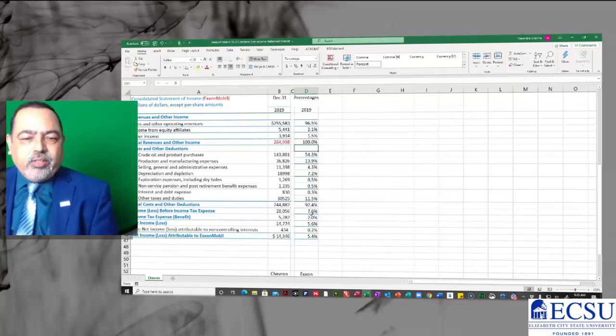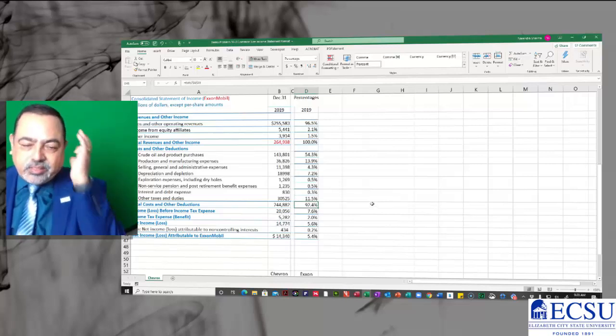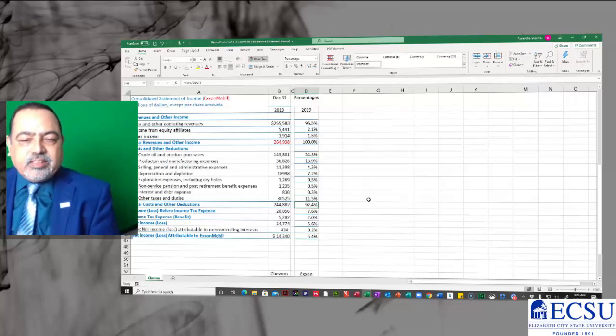Now again, you can see the total costs and other deductions are 92.4%. Exxon Mobil seems to be doing better than Chevron in terms of cost. That is because the percentage is 92.4% and the net income is again 5.4%.